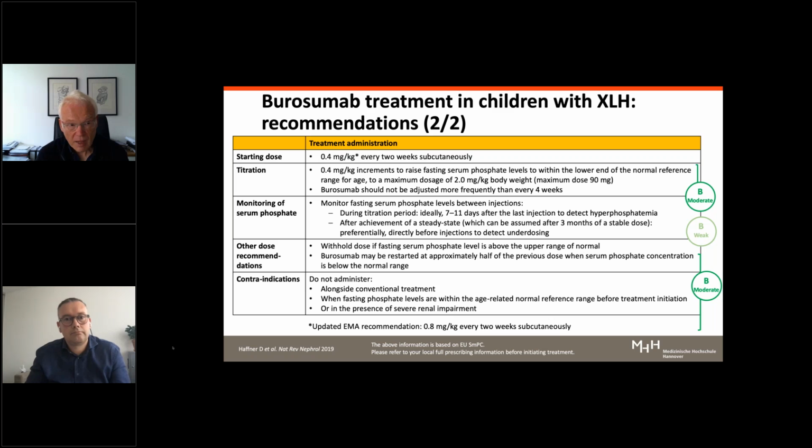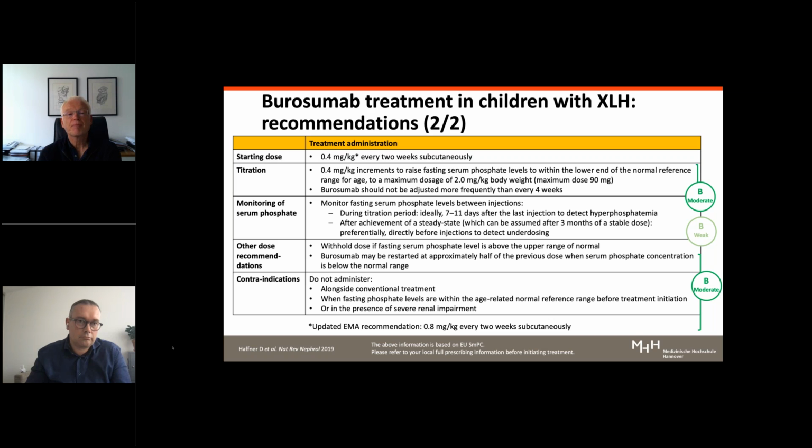Anyway, patients, the dosage should be titrated in increments of 0.4 milligram per kilogram to raise fasting serum phosphate levels to within the lower end of the normal reference range for age. And the absolute maximum is 2 milligram per kilogram, or the absolute dose 90 milligram. And burosumab should not be adjusted more frequently than every 4 weeks.